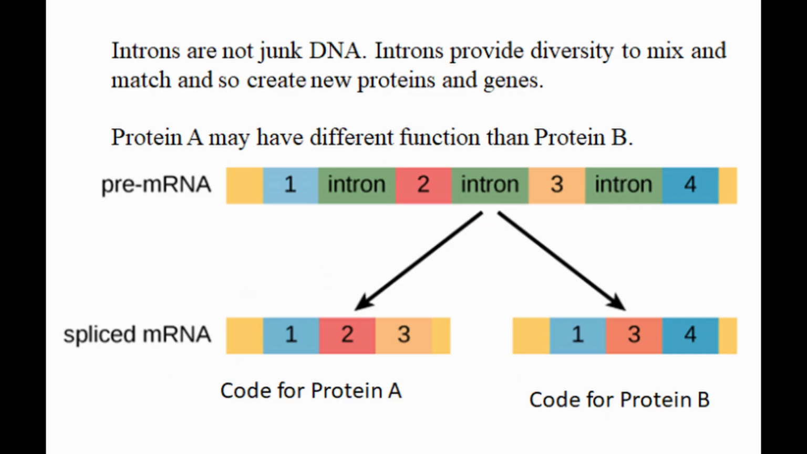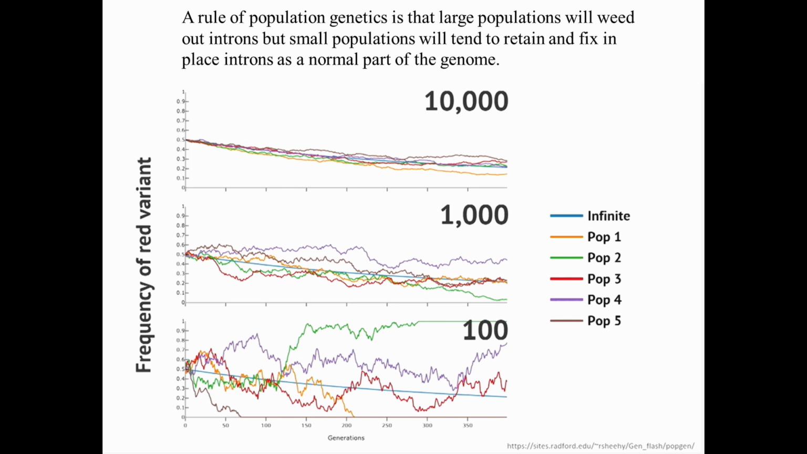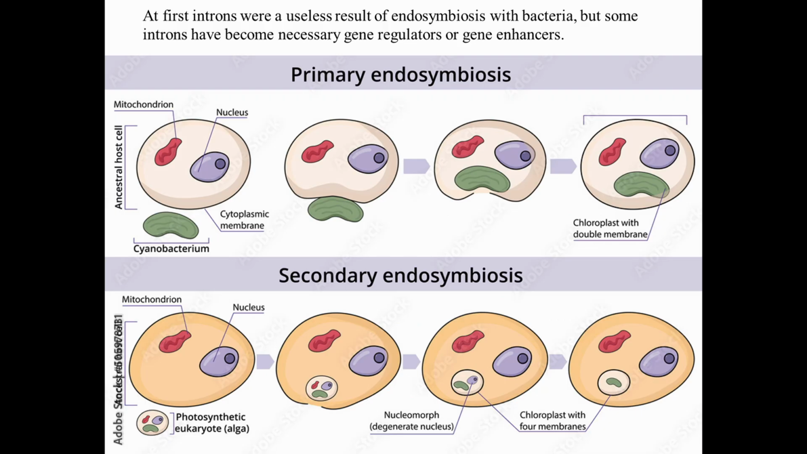Introns are not junk DNA. Introns provide diversity to mix and match, and so create new proteins and genes. A rule of population genetics is that large populations will weed out introns, but small populations will tend to retain and fix in place introns as a normal part of the genome. At first, introns were a useless result of endosymbiosis with bacteria, but some introns have become necessary gene regulators or gene enhancers and so are retained.